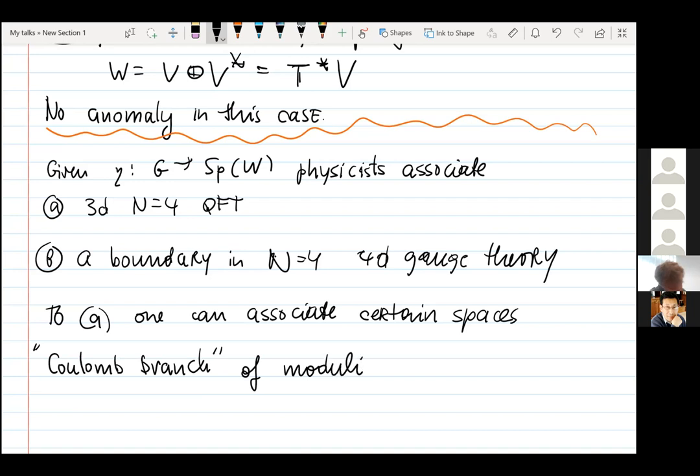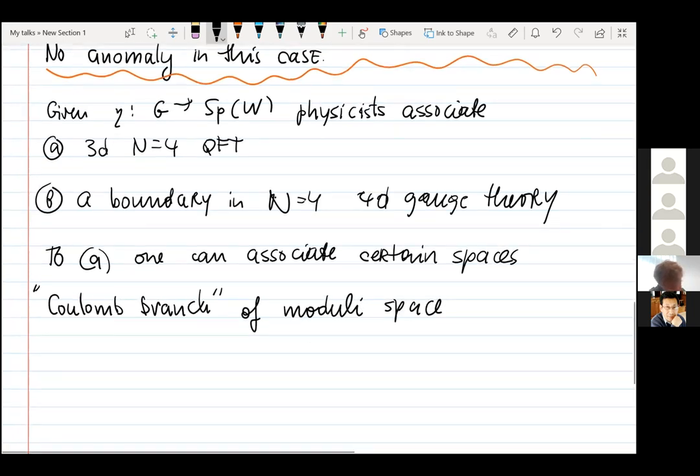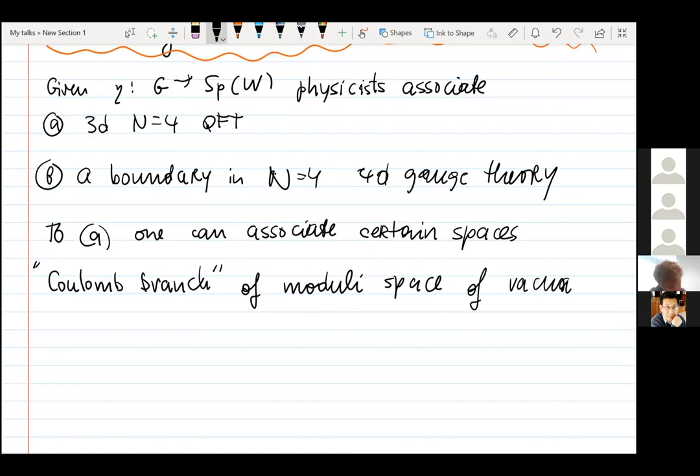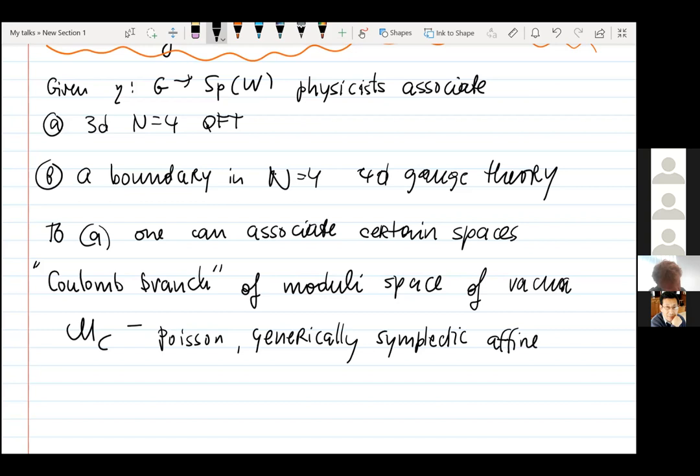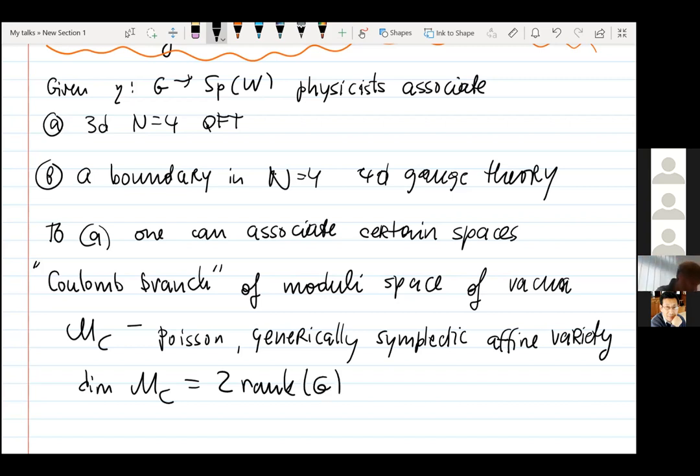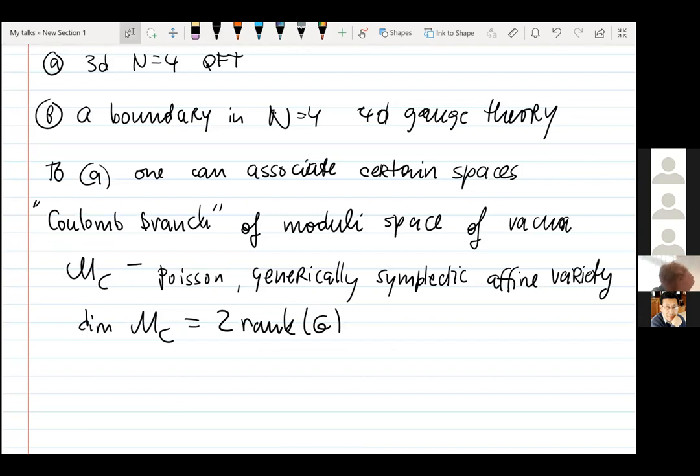The way I'm going to think about it for today's purposes, this is going to be what's called MC. So this is going to be a Poisson, generically symplectic, affine variety. Its dimension is always going to be equal to twice the rank of G. And it will be endowed with several structures.